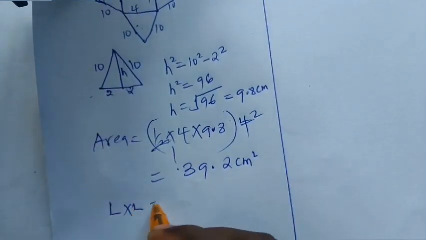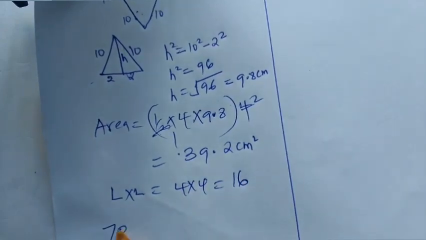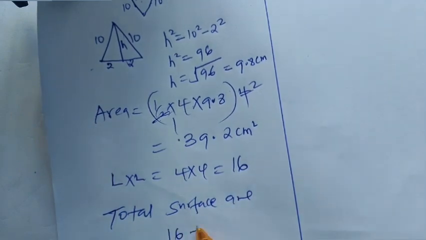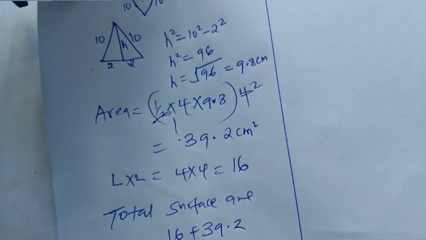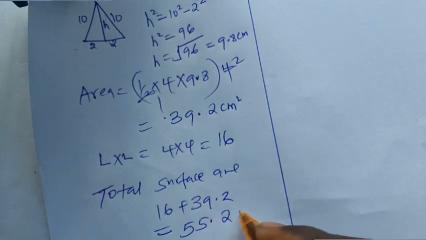Now we remain with the area of the base, that is length times length, and that is 4 times 4, 16. So total surface area will be 16 plus that 39.2, and that is 55.2 centimeters square.